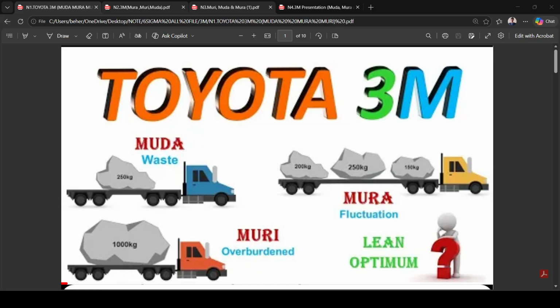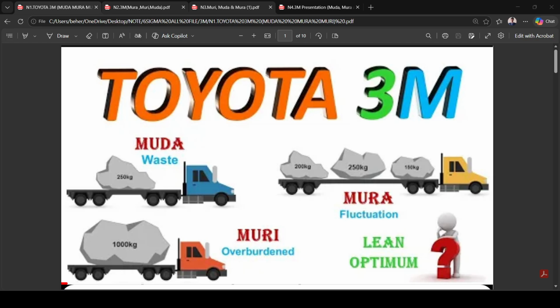Now let's understand the relationship between all these three. Mura, unevenness, creates Muri, which means overburden, and both of them create Muda, which means waste. So if you control Mura and Muri, we can automatically reduce Muda.